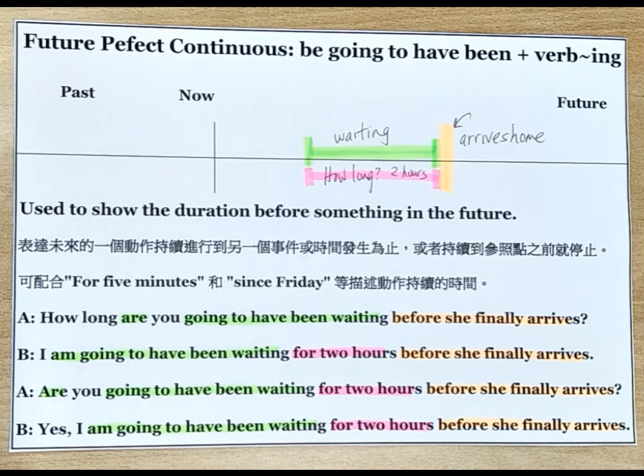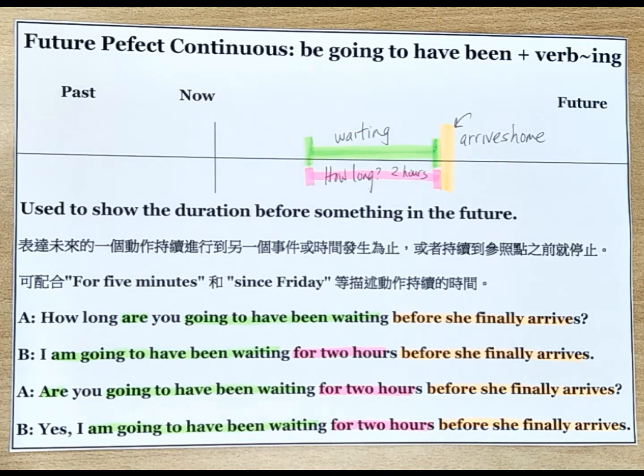Okay, how do we use the future perfect continuous? Remember the form. Be going to have been plus verb ing. The future perfect continuous is used to show the duration before something in the future. Remember, duration means how long. Let's look at the examples.